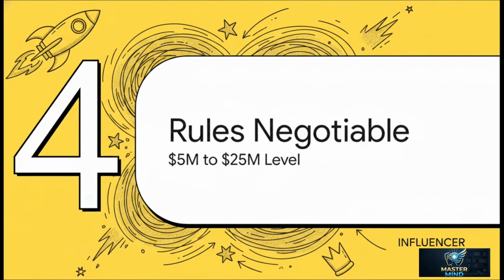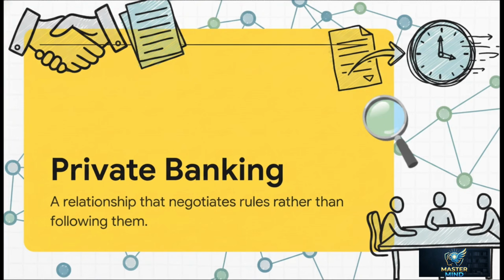Phase 4. When rules become negotiable. When you hit $5 million, you officially enter the world of private banking. Now, a lot of people often confuse wealth management with private banking, but understanding the distinction is absolutely everything. Wealth management is essentially just a service. Private banking, on the other hand, is a relationship. And relationships don't follow standard rules.